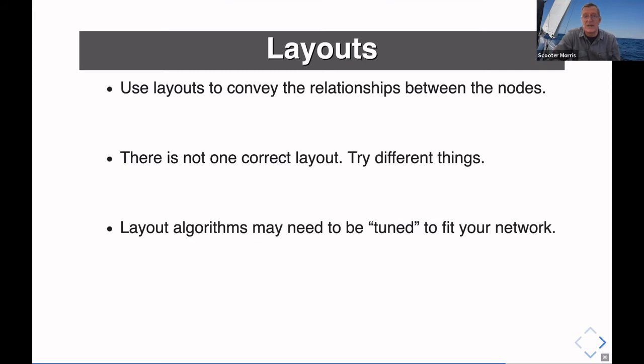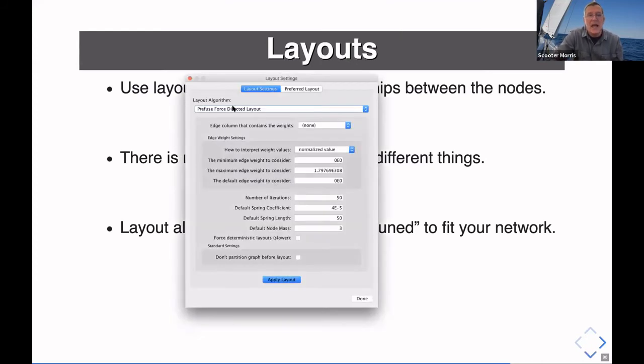In particular, force-directed layouts need to be tuned. You can bring up the layout settings panel, and once it is up, you can set an edge column to use for a weight. I can set the number of iterations that I want it to do. I can set the coefficients and the default spring lengths. I can set node mass, which will speed up or slow things down, and a number of different parameters. Each layout algorithm will have a different set of parameters, and again, I often wind up playing with these to get the layout that I like.